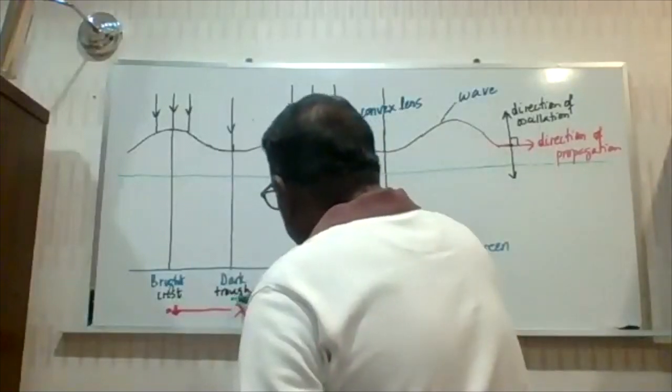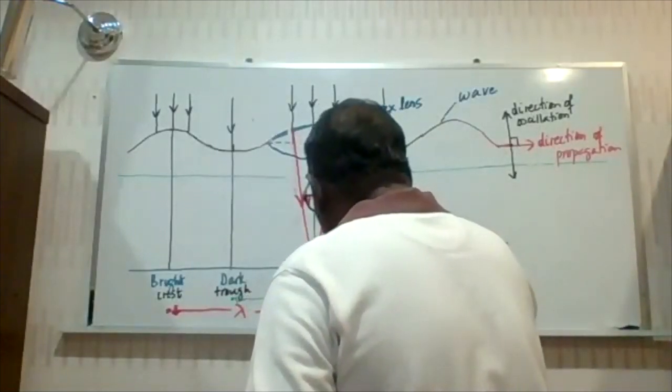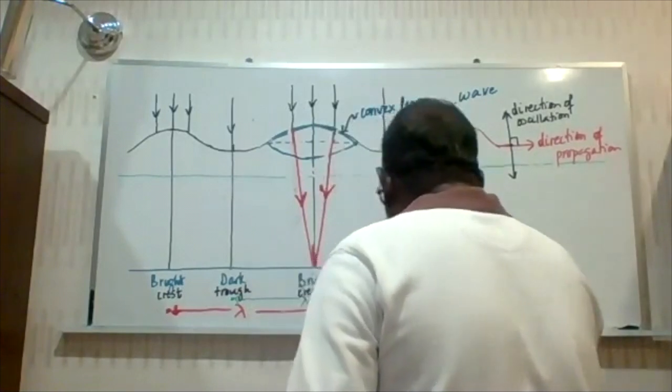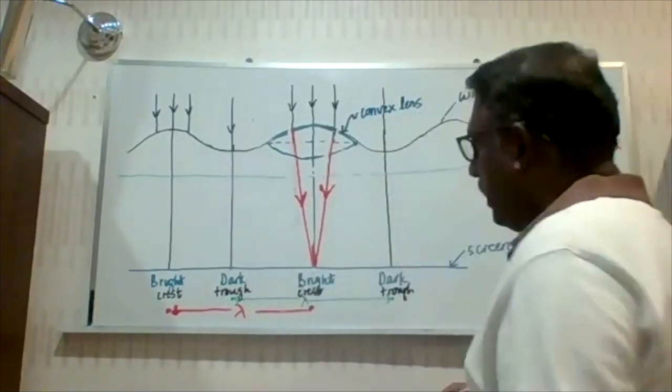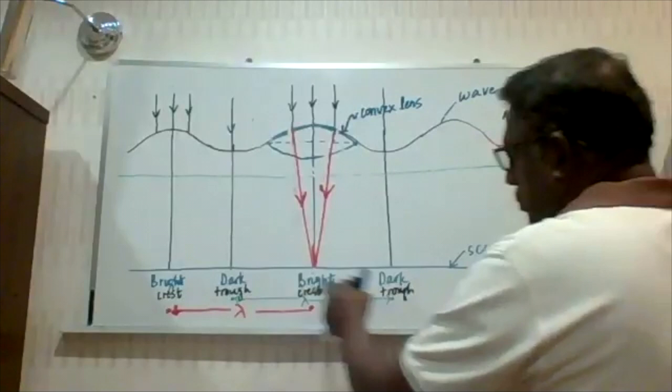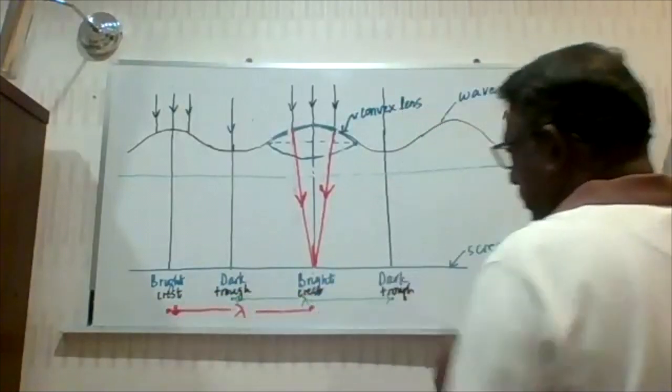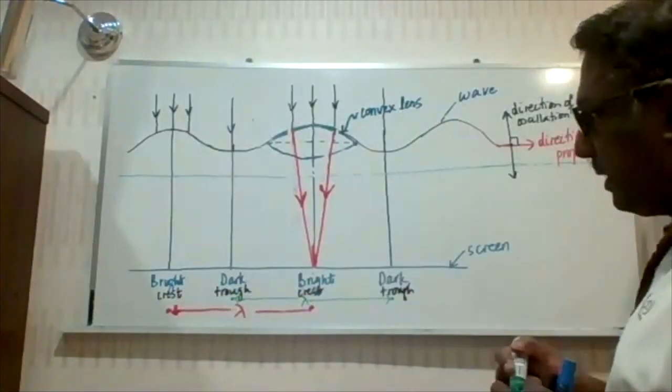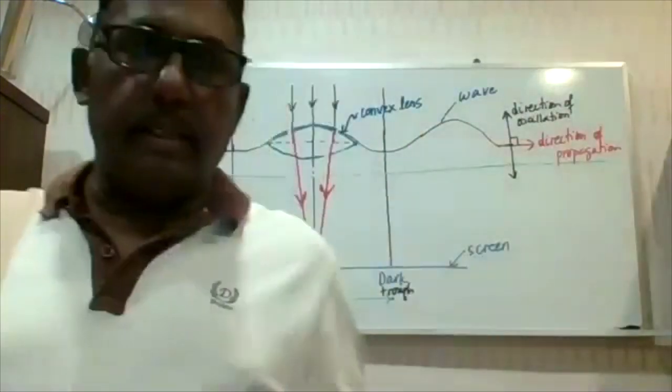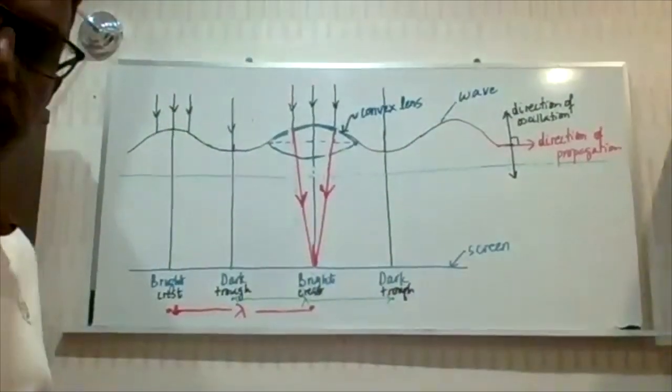Only one should be indicated. That is also your lambda. Trough to trough is also your lambda. So you can either take trough to trough or crest to crest. That's your lambda. So now indicate that in your diagram, all of you.